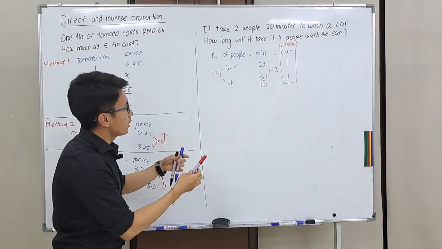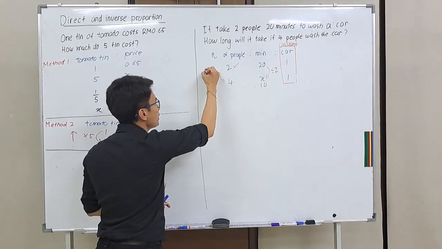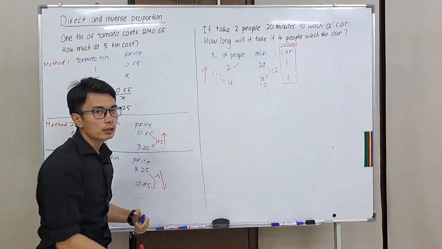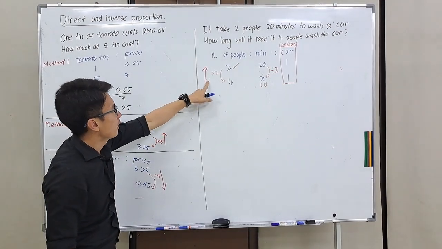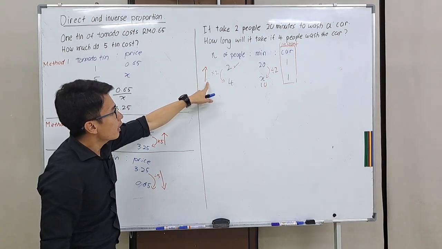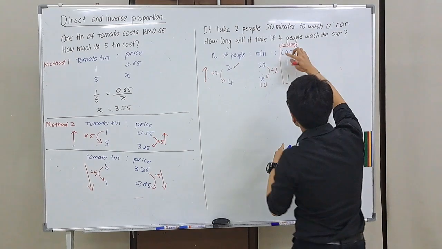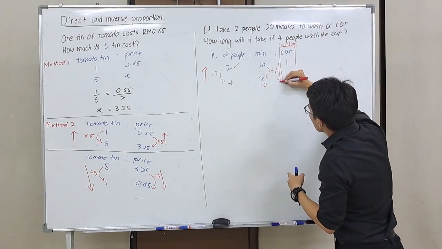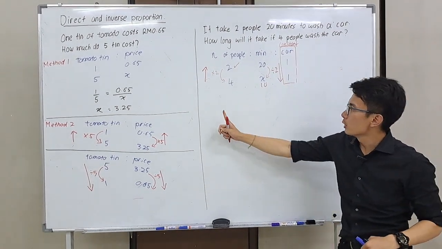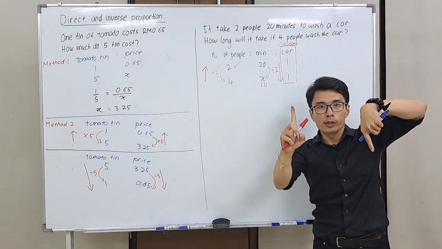Inverse proportion here is saying that, you see, I am increasing the number of people here. And what happened to time? We can see the time decreases, correct or not? One goes up, one goes down, all right?